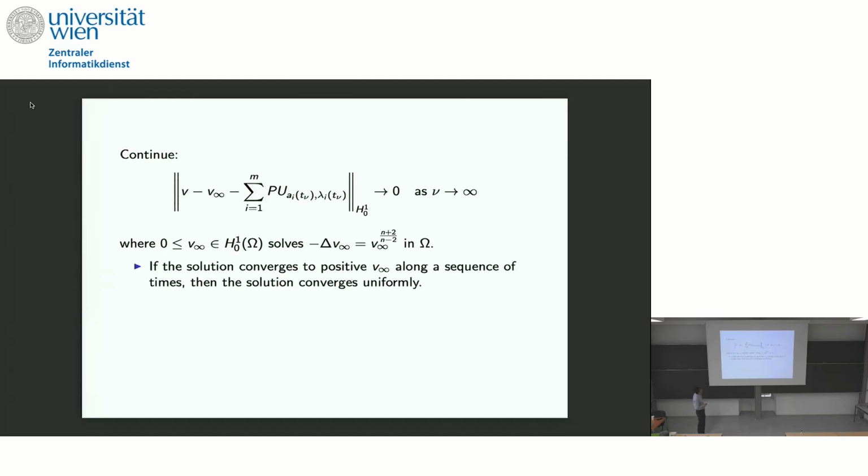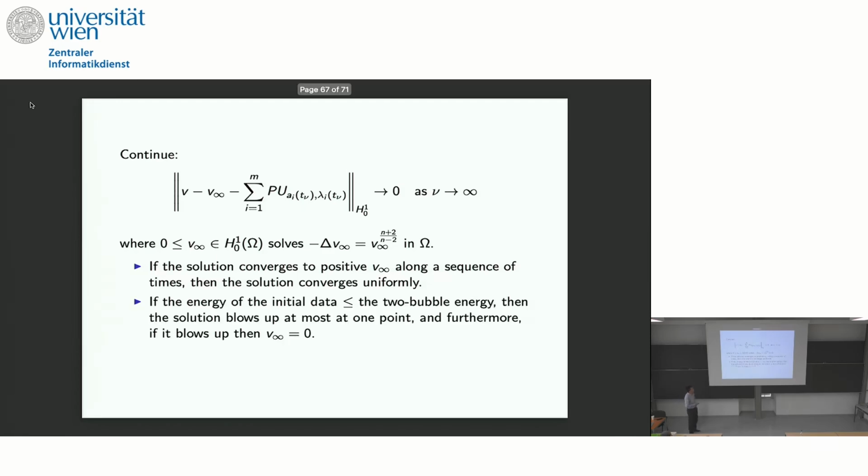If the solution converges to a positive V infinity along a sequence of times, then the solution will converge uniformly to it. That's not surprising; we have seen this from Lojasiewicz. And second, if the energy of the initial data, which is the Sobolev ratio, is less than or equal to the 2-bubble energy, then the solution blows up at most at one point. Furthermore, if it blows up, then V infinity must be 0. So under this assumption, either there is only one V infinity and m equals 0, no bubble, no blowing up, or V infinity equals 0 and there is only one bubble. The assumption simplifies the problem a little bit.